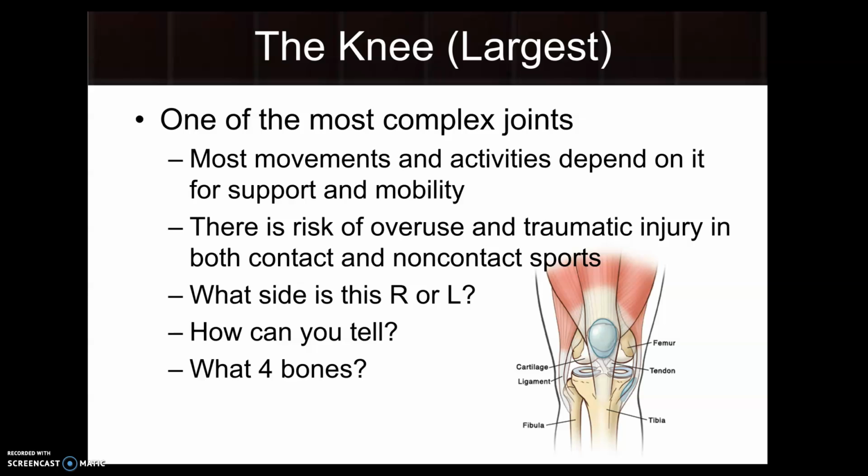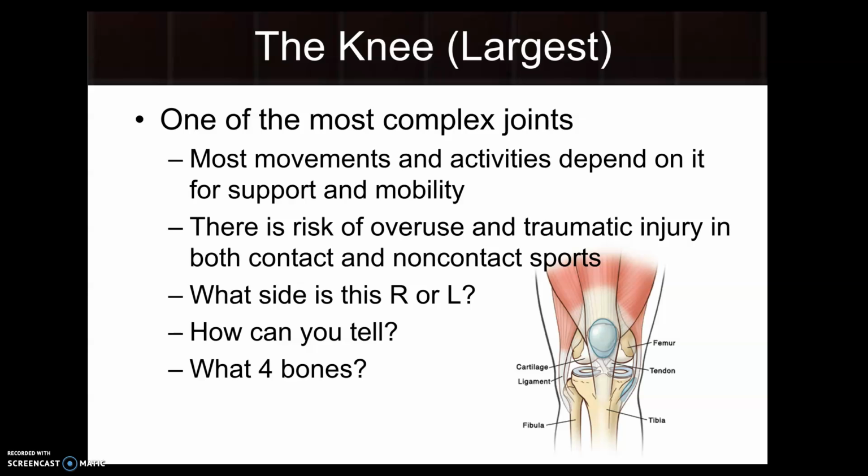All right, and so this slide has a little anatomical display. Is this a right or a left knee? I hope you said it was a right knee, based on the fact that the fibula should be on the lateral aspect. And here, as you're looking at the front of this knee, the fibula would be on the lateral aspect of a right knee. How can you tell? It's just by the location of the fibula.